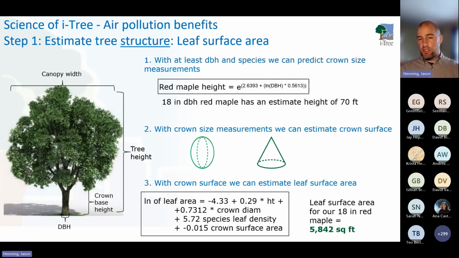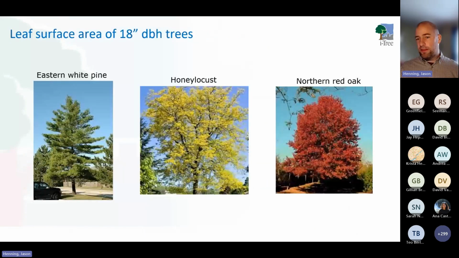So that's how we get to structure. And since this is iTree, we're going to go structure, function, and value. And you can think of how this might work. I mentioned we have our species database, and that's going to tell you different things about different species. They're going to have different crown shapes. They're going to have different densities of leaves within that crown. So if you're thinking here, if we've got 3 different trees, we've got an eastern white pine, a honey locust, and a northern red oak. If we had all of these trees with an 18-inch diameter, which one do you think would provide the most leaf surface area?